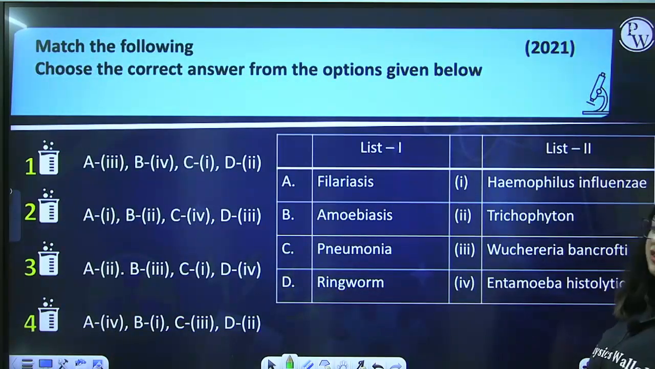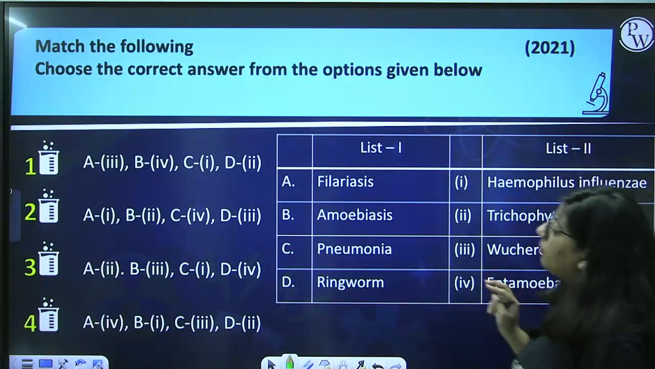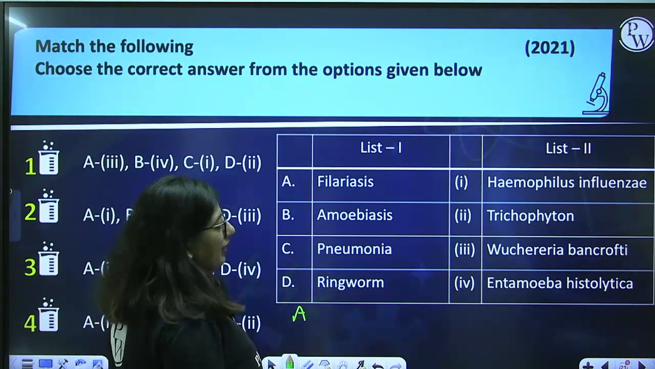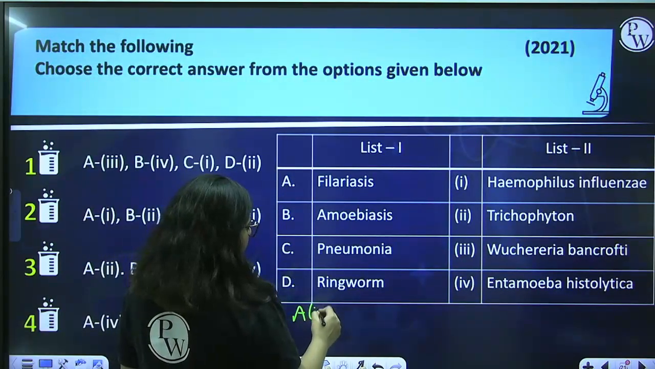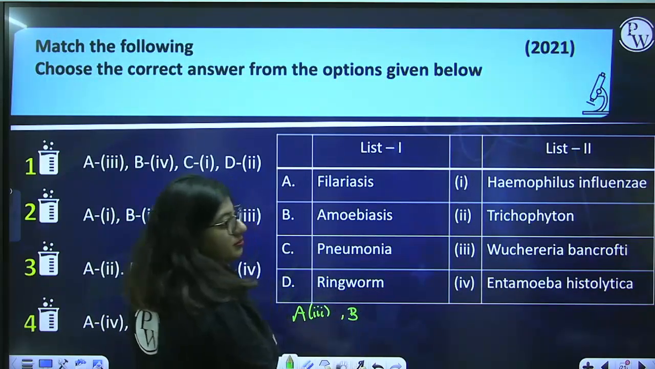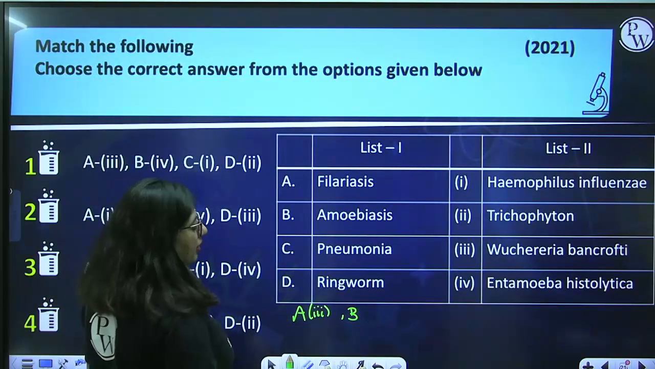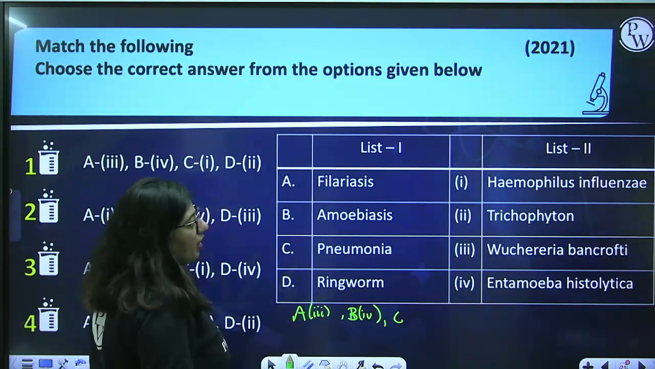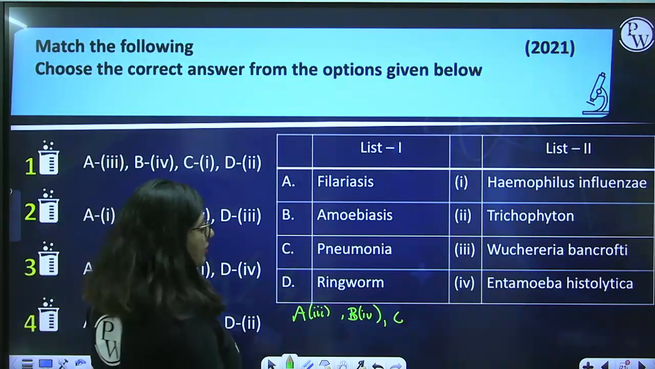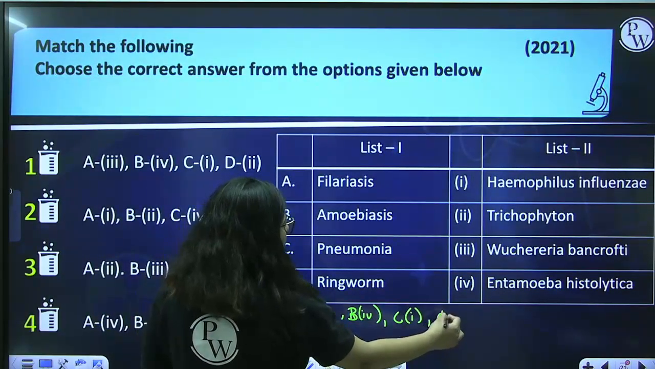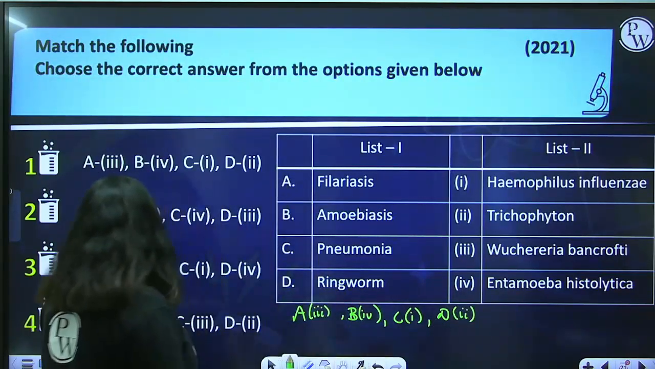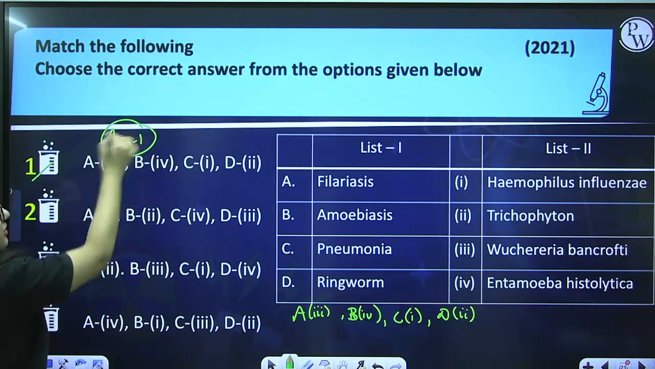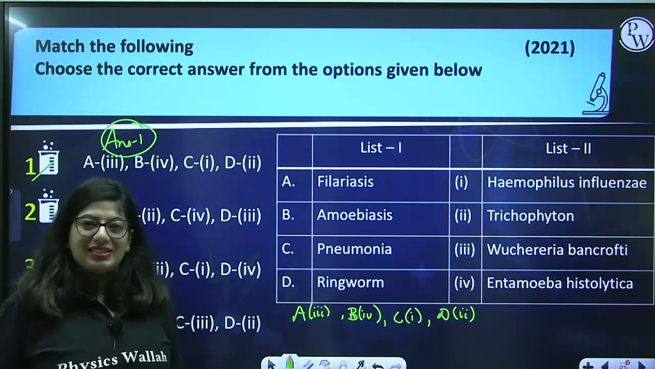PYQs. Match the following. Choose the correct answer from the option given below. Okay, it's just match the following. First, filariasis. Filariasis occurs due to Wuchereria bancrofti. So for A we have 3. B, amoebiasis is due to Entamoeba histolytica. B we have 4. C, pneumonia occurs due to Haemophilus influenzae, and ringworm is a fungal disease due to Trichophyton. A3, B4, C1, D2, answer 1. It's just the disease and causative agent. That's it. Next.